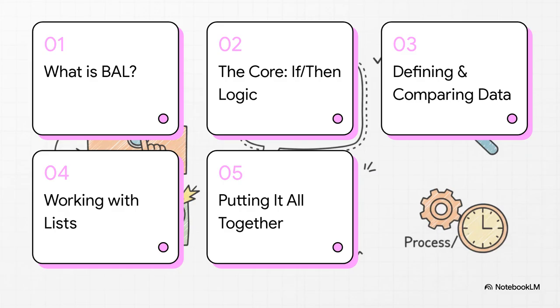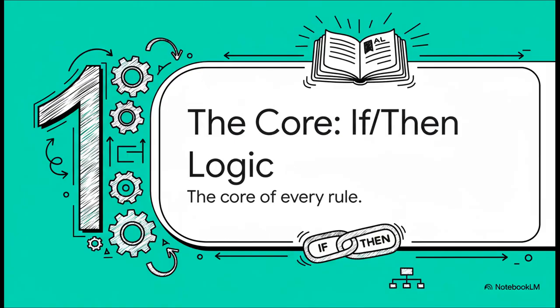So here's our game plan for this explainer. We're going to cover the absolute core of BAL, starting with its simple if-then logic. Then we'll move into defining data, working with lists, and finally, we'll put it all together to build some really powerful rules.